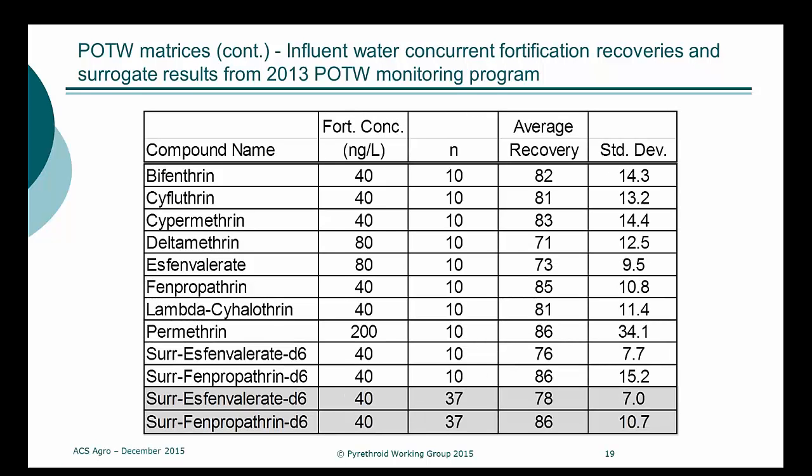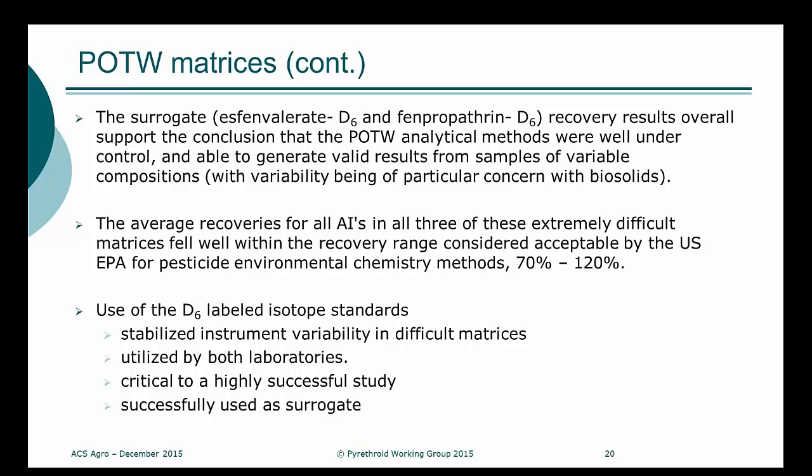The influent, this was the cleanest of the bunch. However, it still showed similar trends. Surrogates were optimal and worked as we would have expected. So in the end, the surrogate recovery results overall supported our conclusion that the methods were well under control, and we were able to generate valid results from samples of variable compositions, which were extremely dirty.